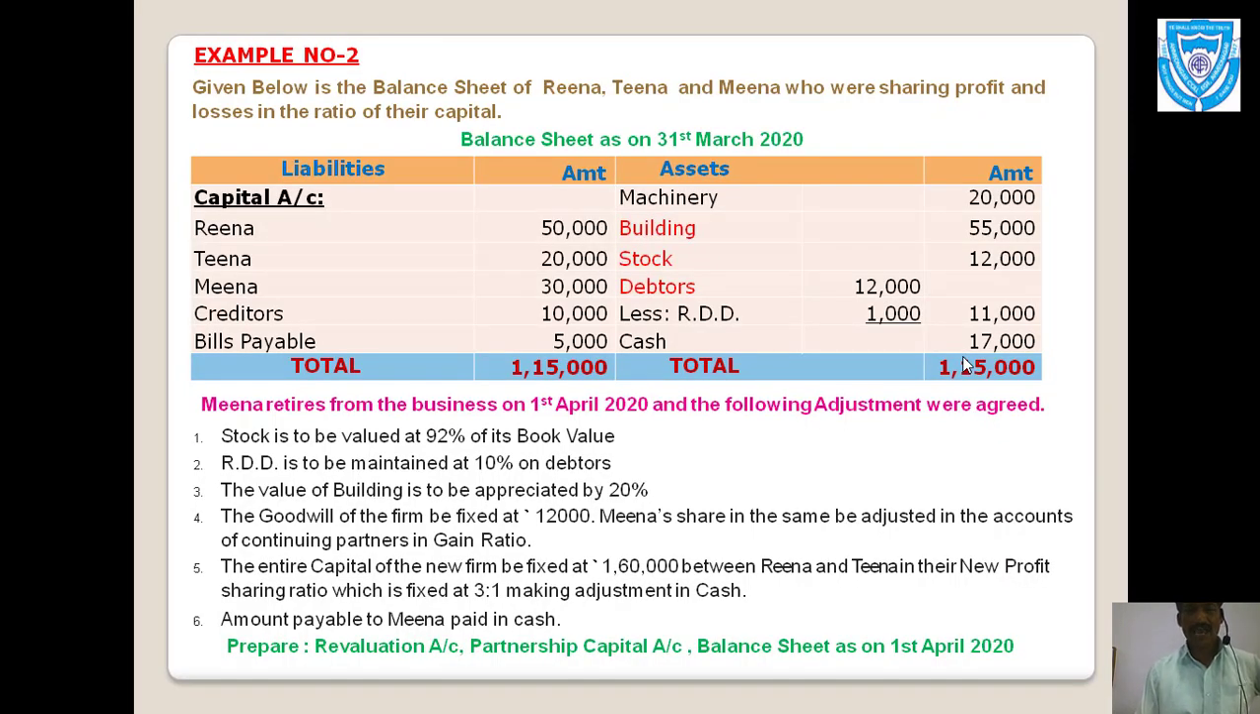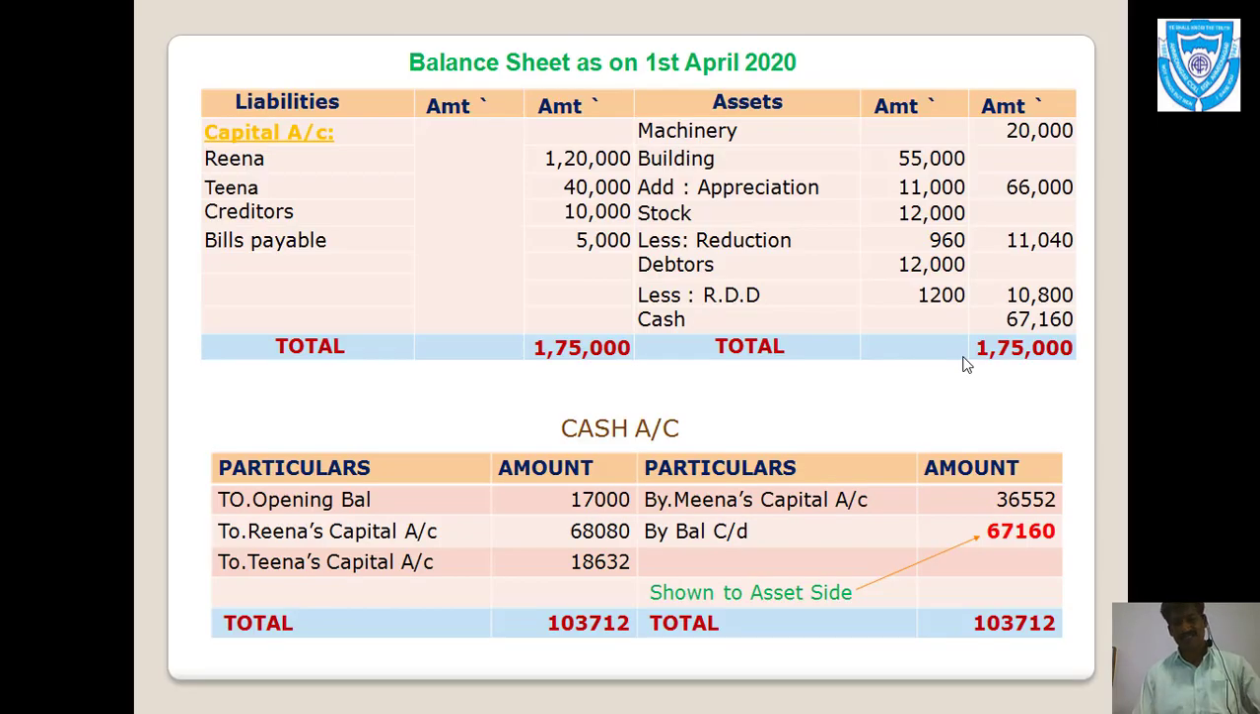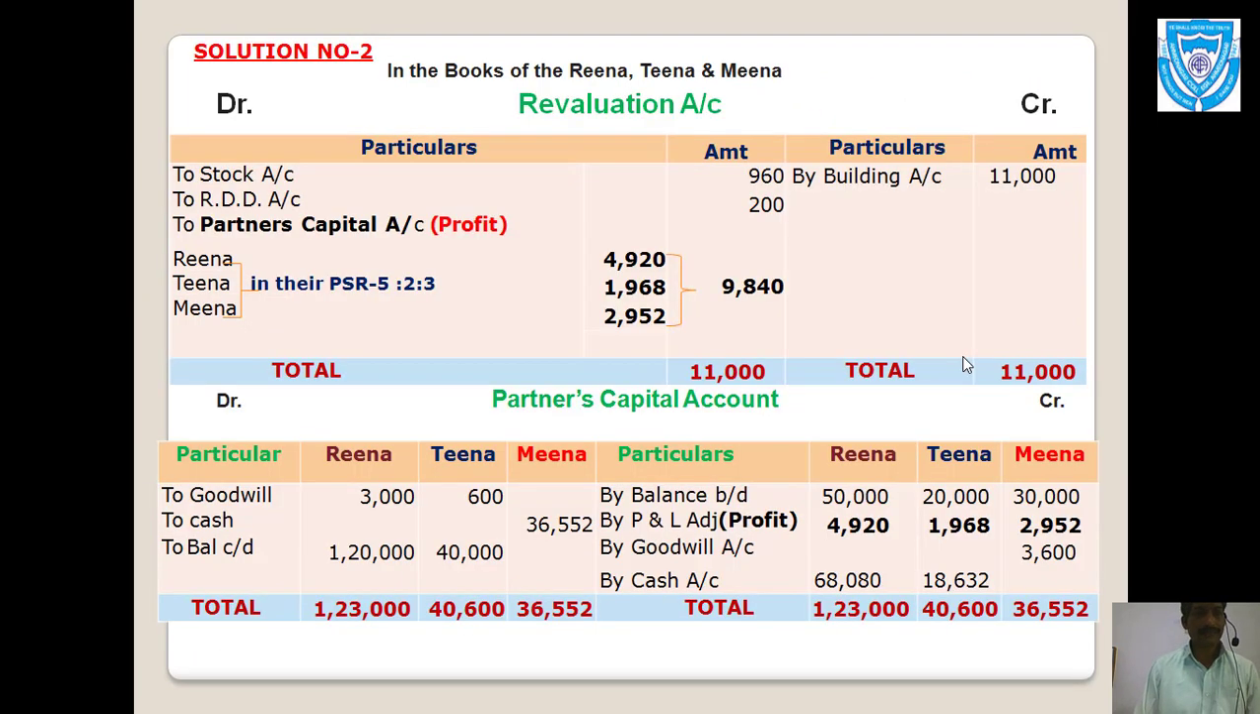Then cash account. Cash account will be considered in balance sheet, and there are further transactions in cash. We'll see cash account later on. I have already prepared it. Okay. So let us come to the example. We have considered liabilities along with assets. Then our revaluation account is completed.